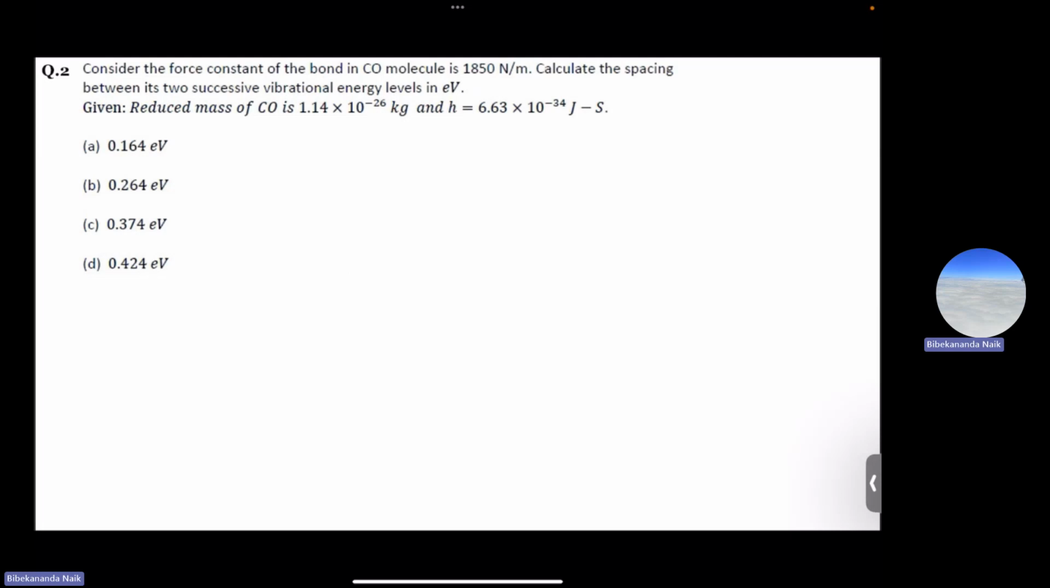Given reduced mass of carbon monoxide is 1.14 and the value of Planck's constant is again 6.626 into 10 to the minus 34 joule second. The options are 0.164 electron volt, 0.264, 0.374 or 0.424 electron volt. So I'll give you a few minutes to try this question, then I will discuss.